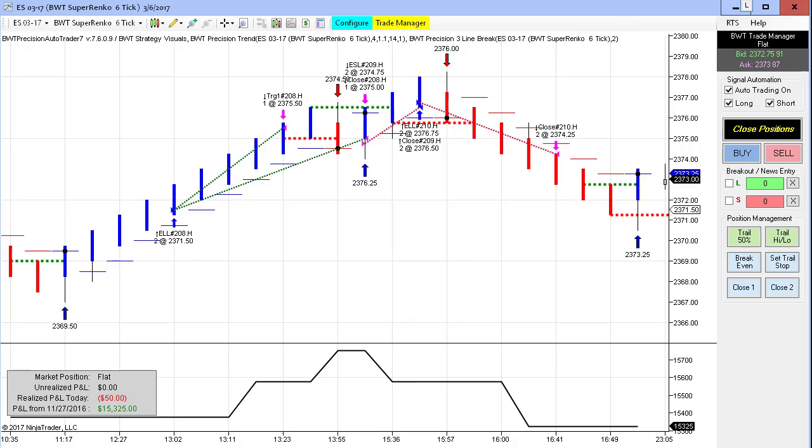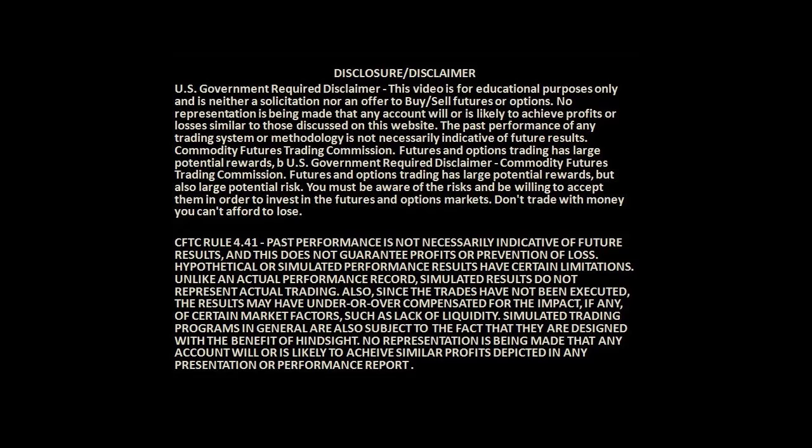Before I continue, first, the required disclaimer, which is relevant to this video in particular, since we will be showing some back-tested results. It's important to point out that simulated results do not represent actual trading. Since the trade has not been executed, the results may have under or overcompensated for the impact of market conditions, lack of liquidity, simulated trading, and so forth.